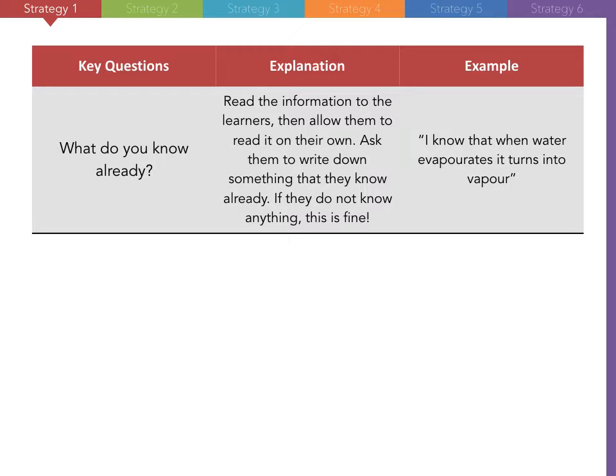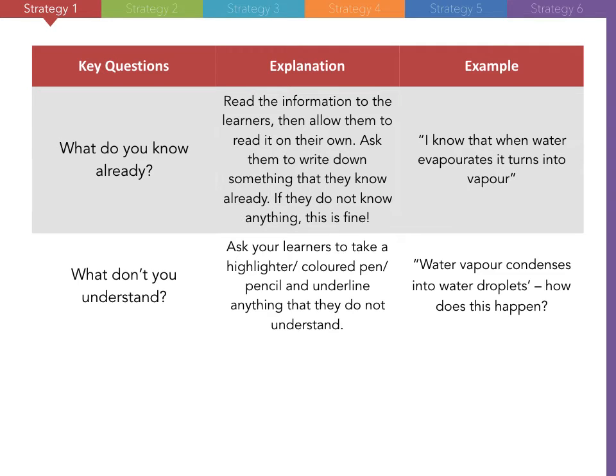And again, it's absolutely fine if they cannot identify anything that they know. An example could be that I know when water evaporates, it turns into vapor. So that already is a little bit of background knowledge that they're bringing into the water cycle.